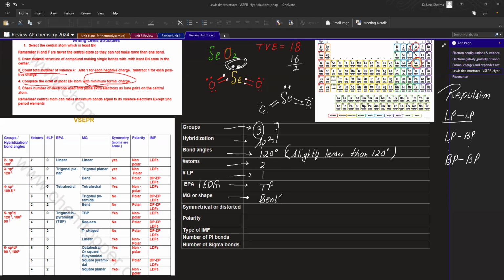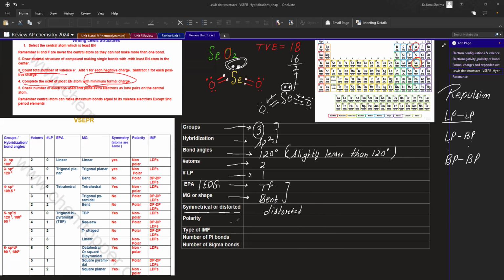Now you can see your molecular geometry and the electron pair geometry are not identical, they're different. There is no symmetry because this lone pair is going to exert a bigger dipole than these two. Dipoles are not the same. So is the molecule symmetrical or distorted? We're going to call it distorted. Who is making it distorted? The lone pair on the central atom.